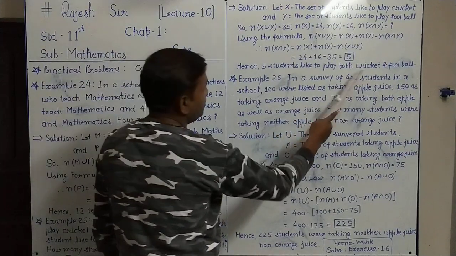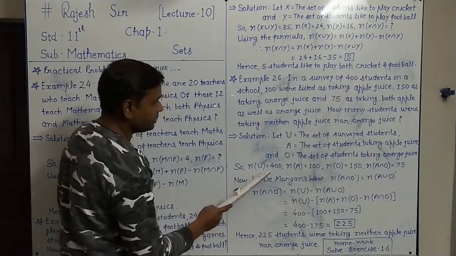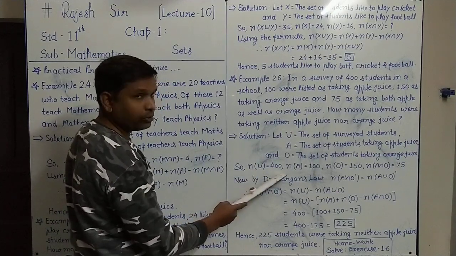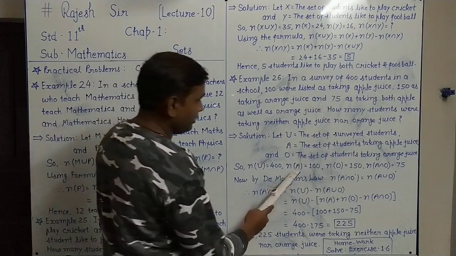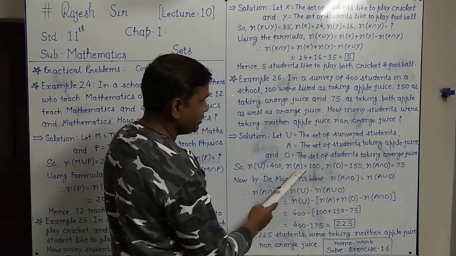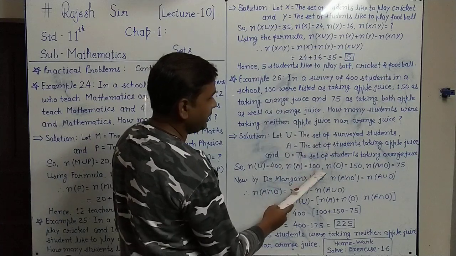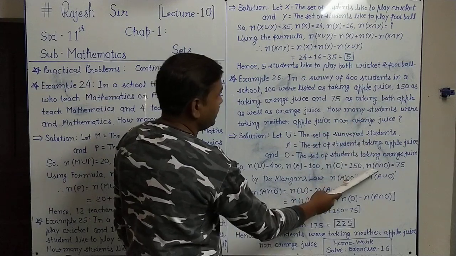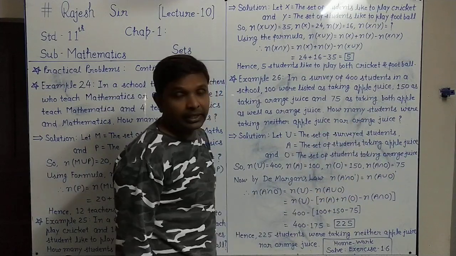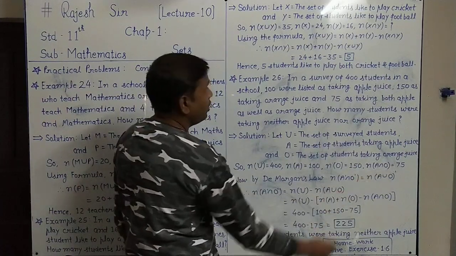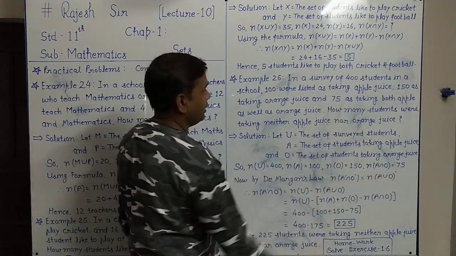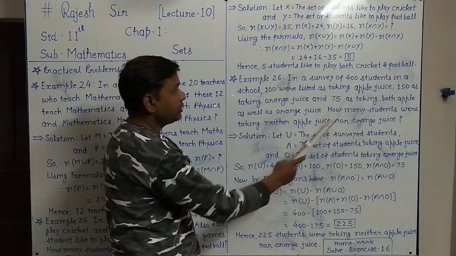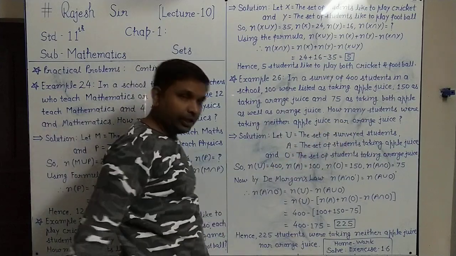So total 400 students were surveyed, so that becomes the universal set. That is n(U) equals 400. n(A), the number of students taking apple juice, is 100. n(O), the number of students taking orange juice, is 150. And n(A intersection O), the students taking both juices, is 75 as given. Here we want to find the students taking neither apple juice nor orange juice.